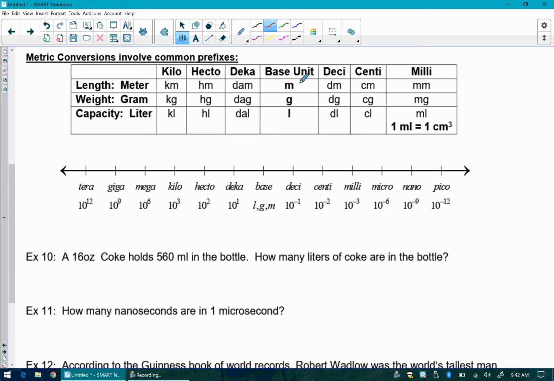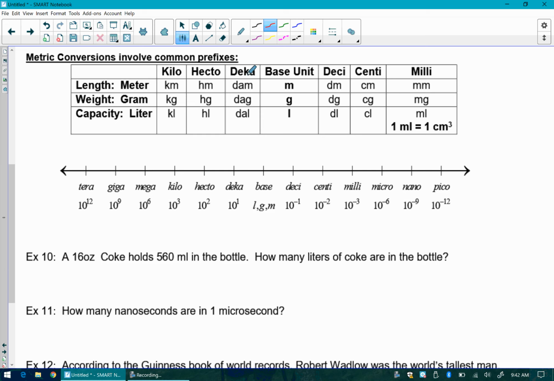There are 3 base units that we'll be looking at: meters, grams, and liters, and it just depends on whether you're measuring a length, a weight, or a capacity. Are you trying to fill something? And then you have deci, centi, and milli, and those prefixes can go with a meter, a gram, or a liter. So you have a decimeter, a centigram, a milliliter.